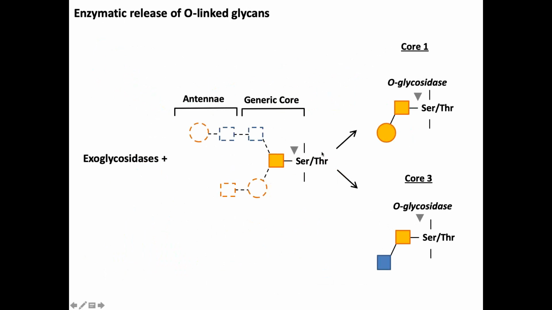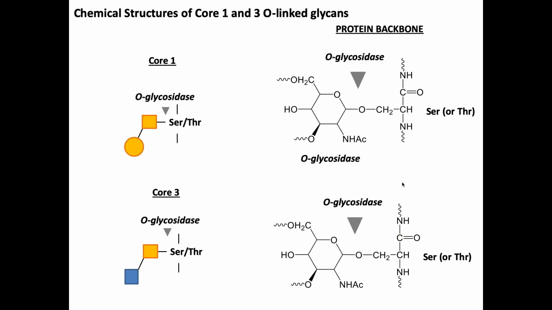So again, from these different possible structures, generic structures versus the antennae, with these exoglycosidases you can get back down to core 1s and core 3s, and through systematic elucidation use the glycosidase to clean things off. These are just showing you some of the linkages that get broken.